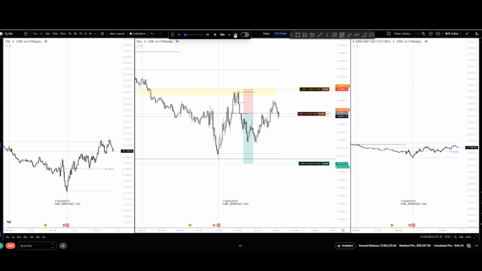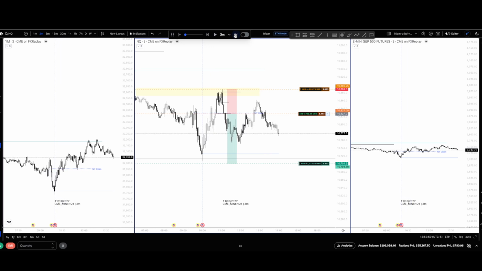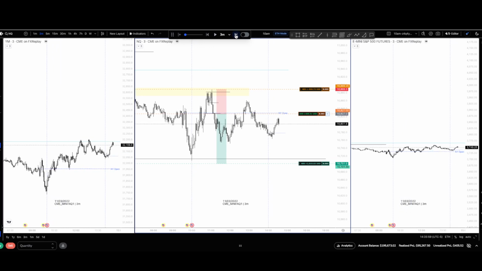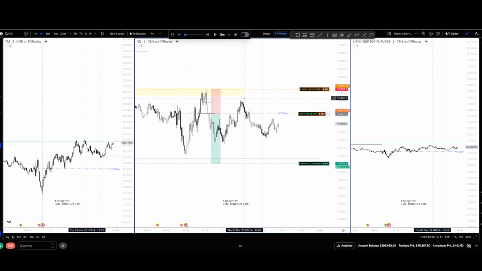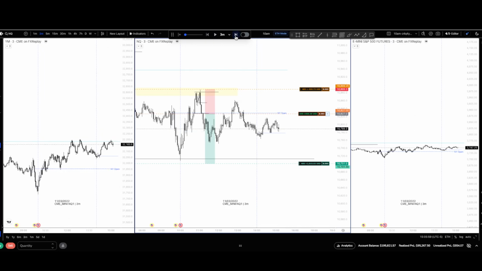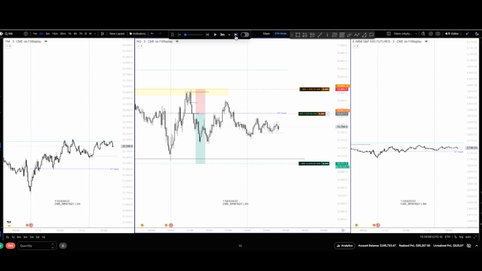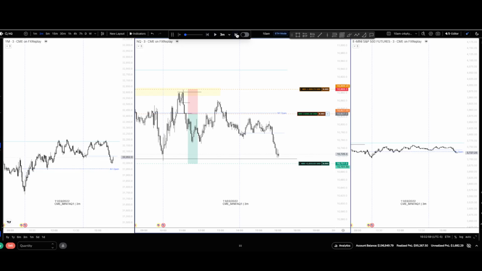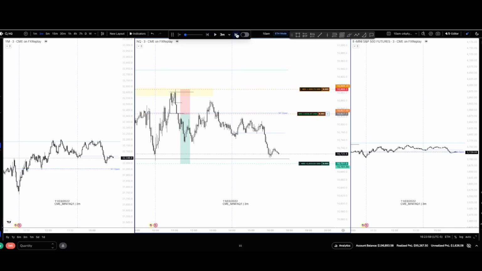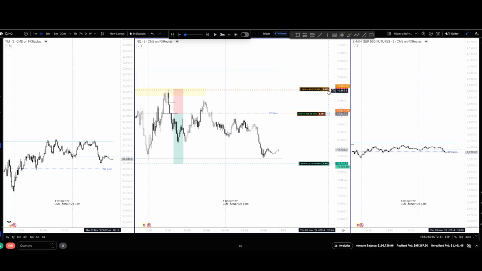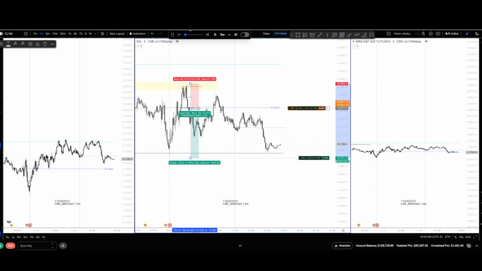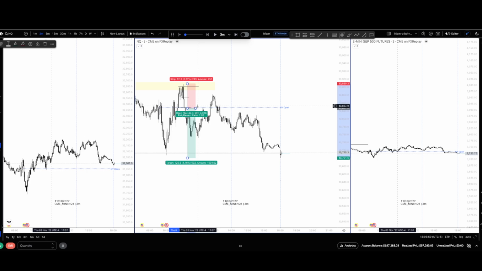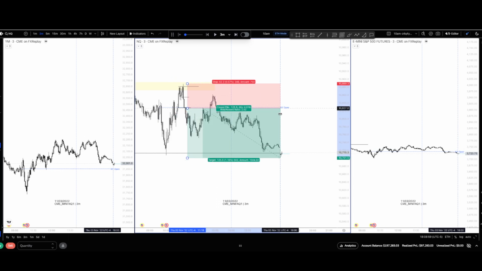We get tapped in. Not the best signatures in price. I'm not going to lie to you. Out of respect for the chart, I'll go break even. And then that would be a 2R. Honestly, I don't think it would have hit 2R because that's the closure of the day. So that's, well, that's unfortunate there.